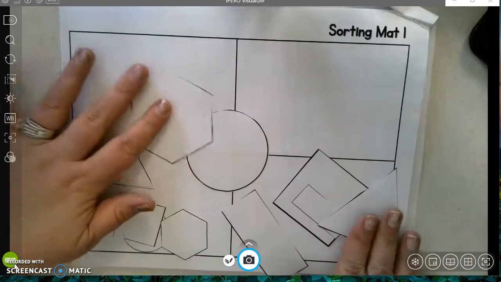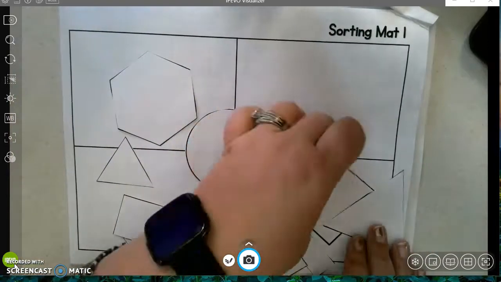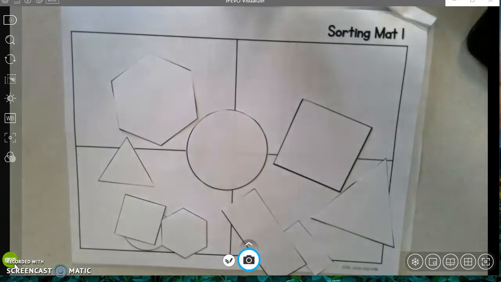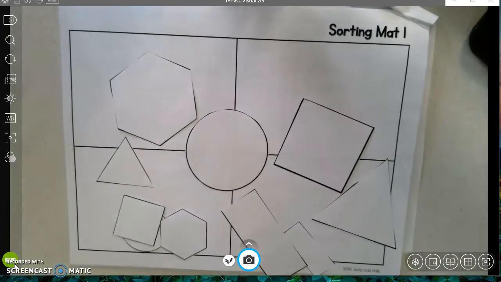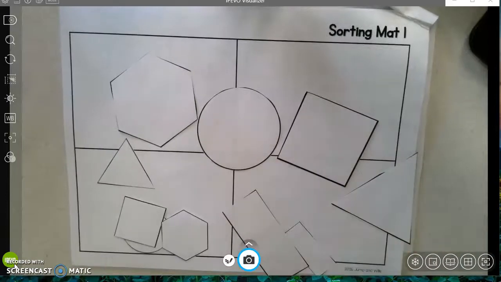So remember when we were talking about sorting and same and different, that we can find similarities in things without them being the exact same. So all of these things are shapes, but they are not all the same shape. I have a square and a triangle and a circle and a rectangle. So they're not all the same shape, but they are all shapes.